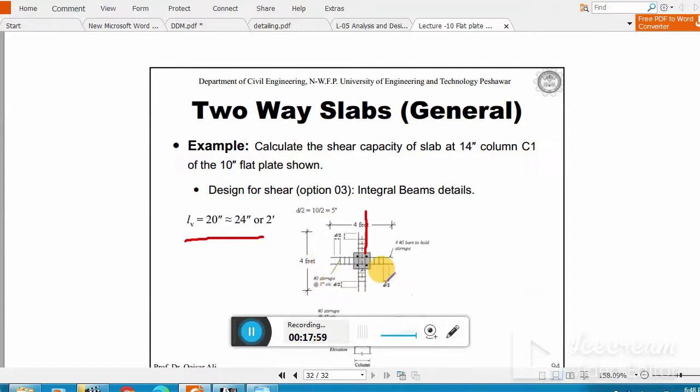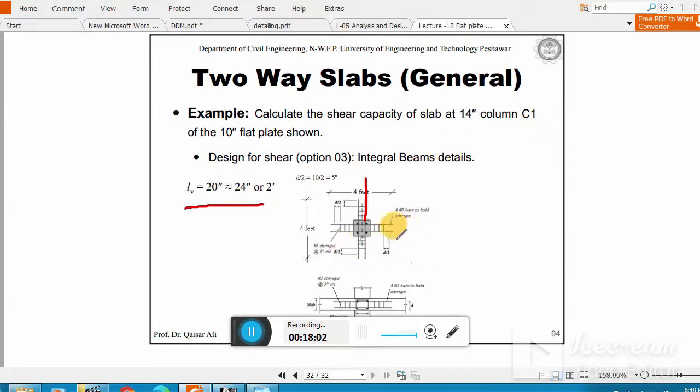And remember, this is very important: from the critical parameter, the stirrups from the face of the column should be placed within a distance of 24 inch minus d by 2. Yes, d by 2, 5 inch. So now the stirrups distance will be 19 inch. You have to place stirrups within 19 inch.